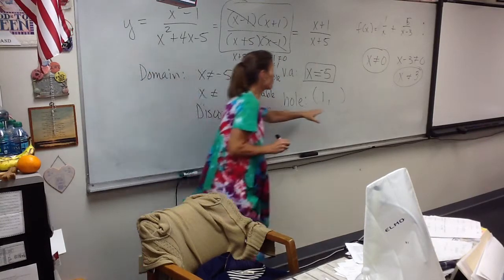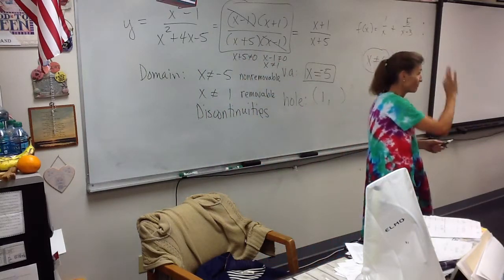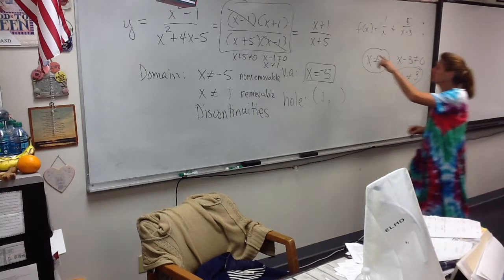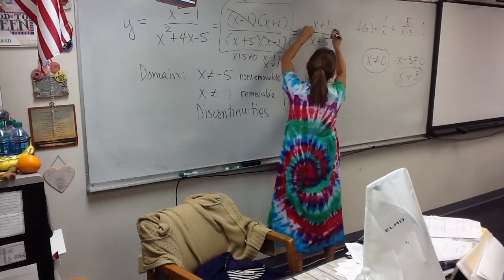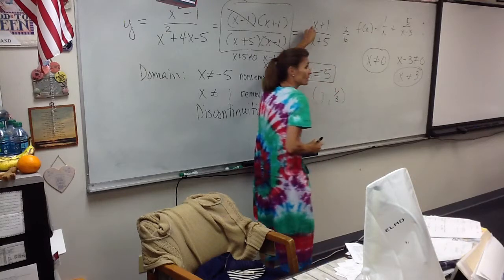Now, how do I get my y coordinate, do you suppose? Because the hole is a point. We're going to graph it as an open circle. How do you think I'll get the y coordinate? If I know that the x is 1, I'll plug it in. And if I put in 1, I get 2/6, which reduces to 1/3.